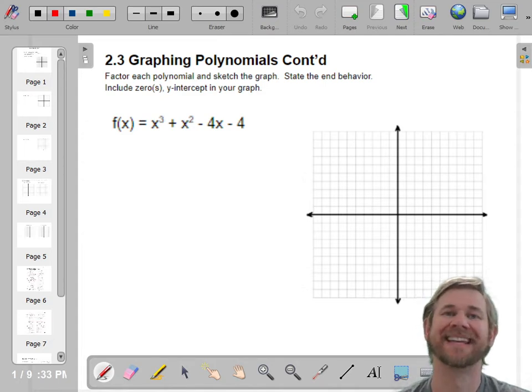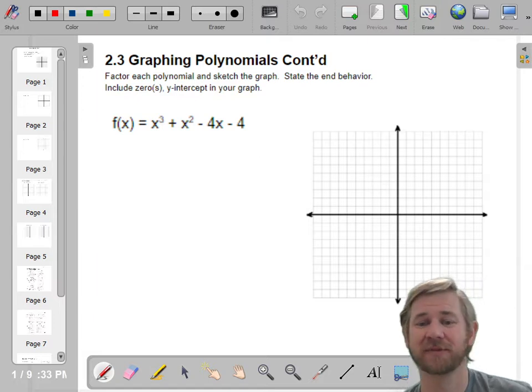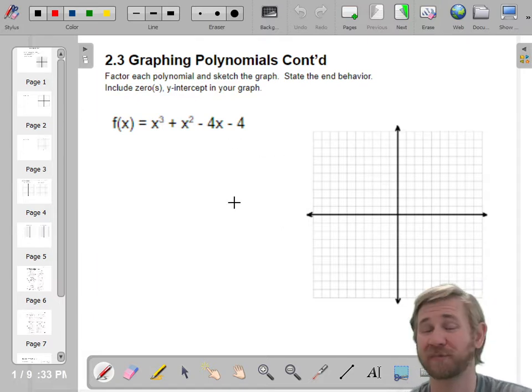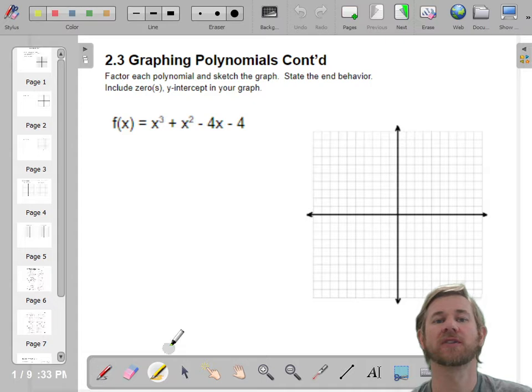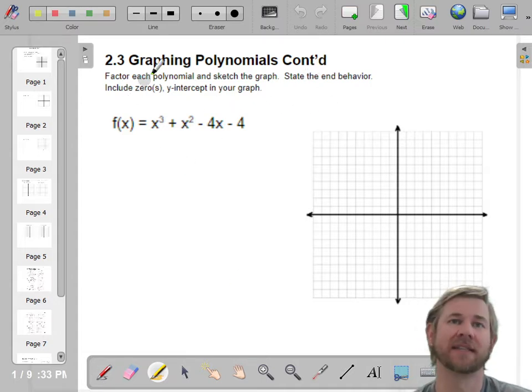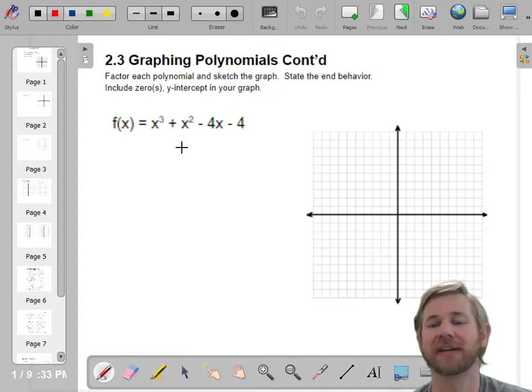Ladies and gentlemen, we're going to keep graphing polynomials. We're going to have a slight variation in the way the problems are set up here on the back, but what we're doing here is pretty much the same thing. So the first thing we're going to do is state end behavior, find zeros, the y-intercept, and graph. To find the zeros, I'm going to factor.